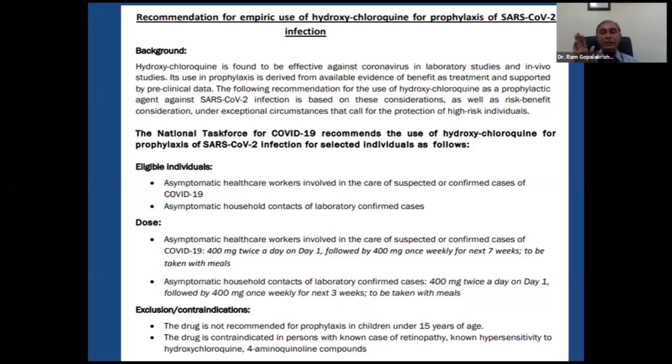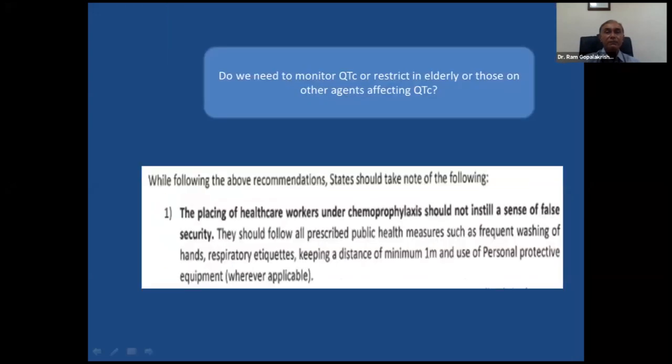This is the dose recommended, a loading dose followed by 400 mg once a week, and obviously avoid in patients with other issues, retinopathy, children under 15, etc. An unresolved question is, do you need to monitor patients on prophylaxis? Because if you have an elderly contact, for instance, are you going to do a baseline ECG? What are the risk benefits in that setting? We don't know, because there's no data on which we base this recommendation.